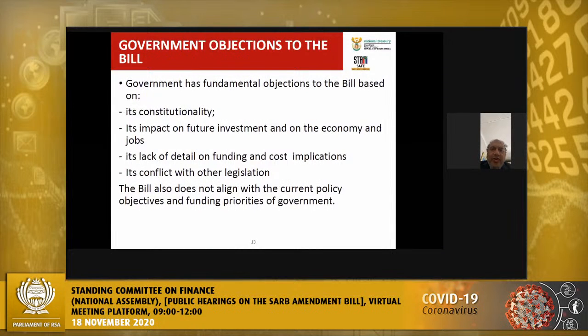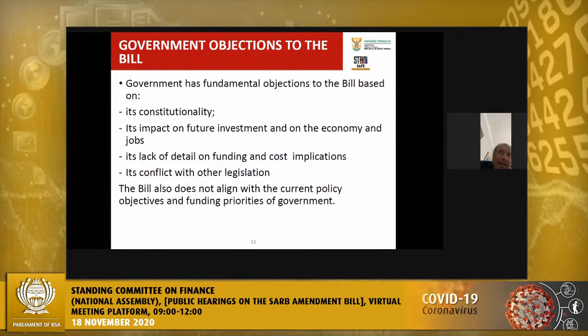So, Chair, to sum up our fundamental objections, government does have fundamental objections to the bill based on its constitutionality, as I've said, based on its impact on future investment and on the economy and jobs, its lack of detail on funding and cost implications, its conflicts with other legislation, and the bill doesn't align with the current policy objectives and funding priorities of government.